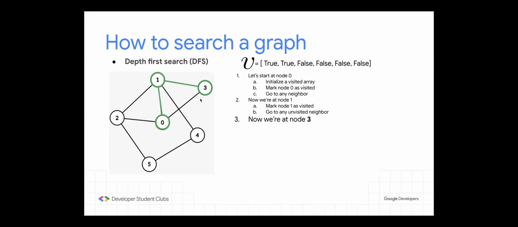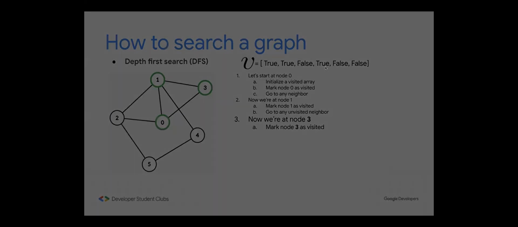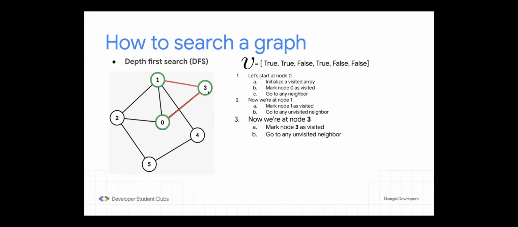So I'm going to choose node 3. Now we're at node 3, and it goes the same here. We're going to mark node 3 as visited, so at index 3 here, I'm going to put true. And then I'm going to go to any unvisited neighbor of 3.